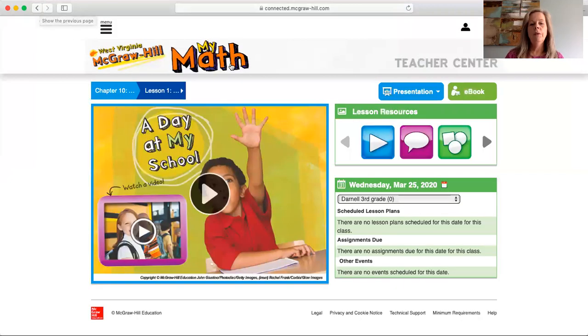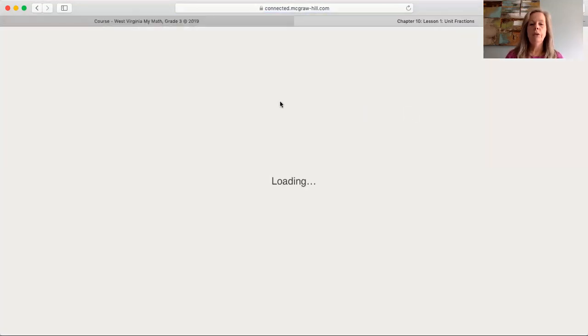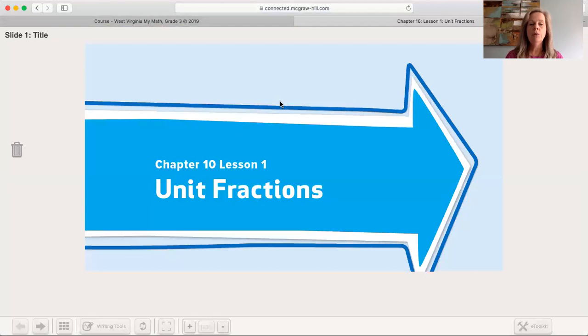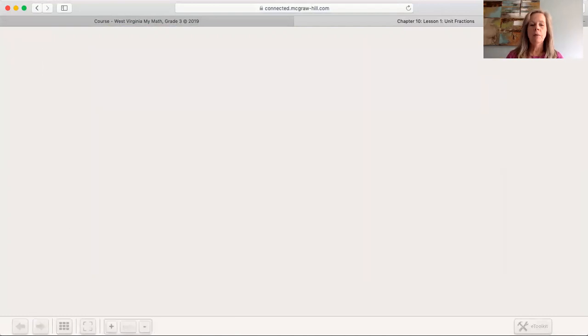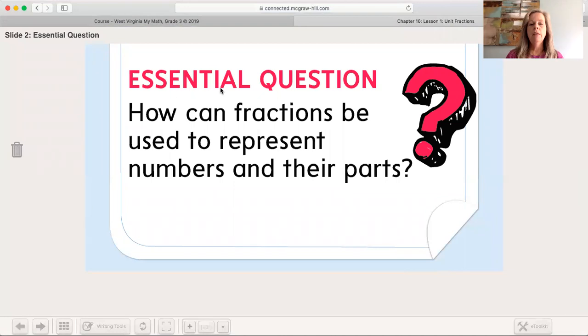So did you know that whenever you are sharing in the lunchroom and you're sharing equally, where each person gets an equal part, you're actually working with fractions. So this is Chapter 10, Lesson 1, Unit Fractions. Our essential question today: how can fractions be used to represent numbers and their parts? So think of the number and think about how with fractions we're breaking it into parts.